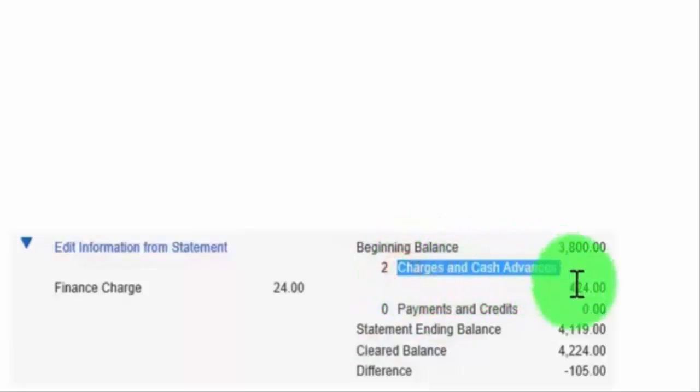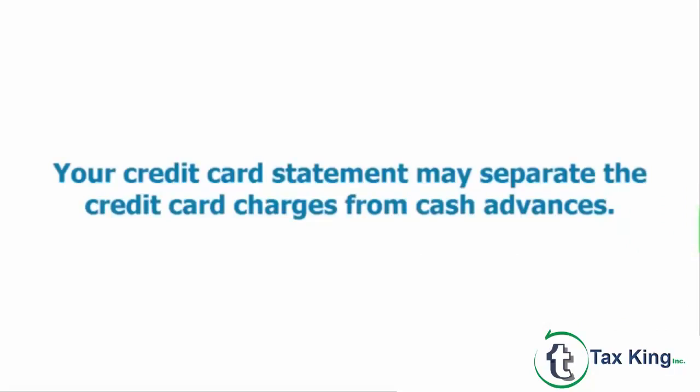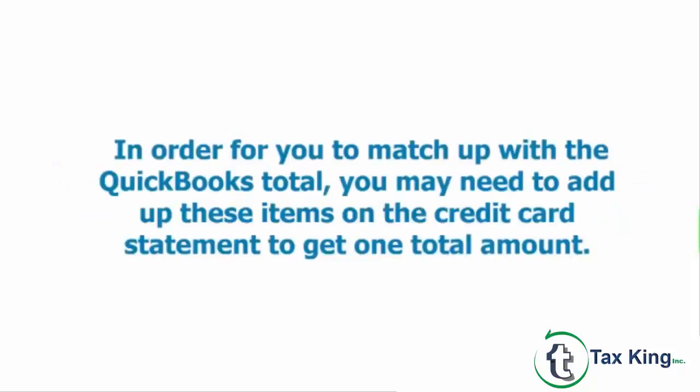So notice our total for this is $424. This should match up with your credit card statement for charge. Your statement may separate the credit card charges from cash advances. If it does, in order for you to match up with the QuickBooks total, you will have to add these two items up to get one total amount.